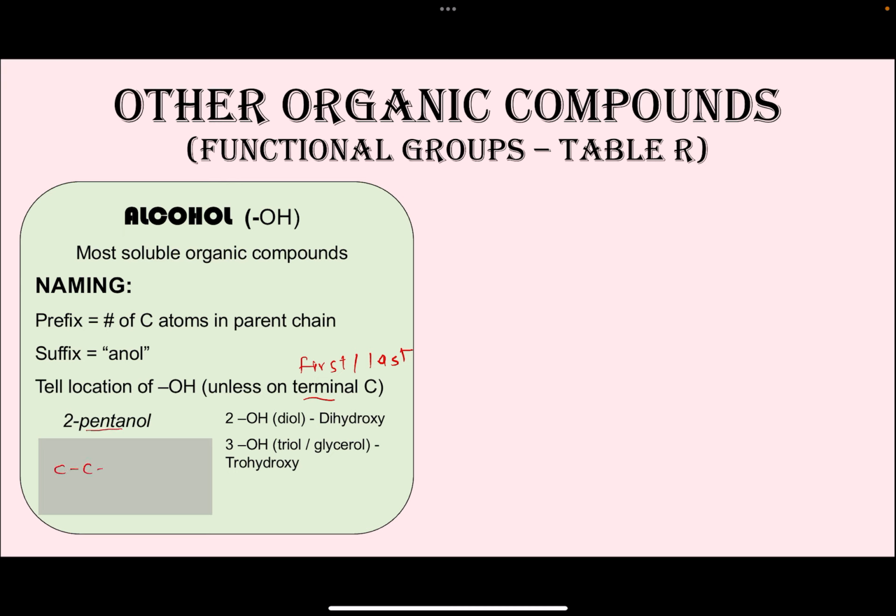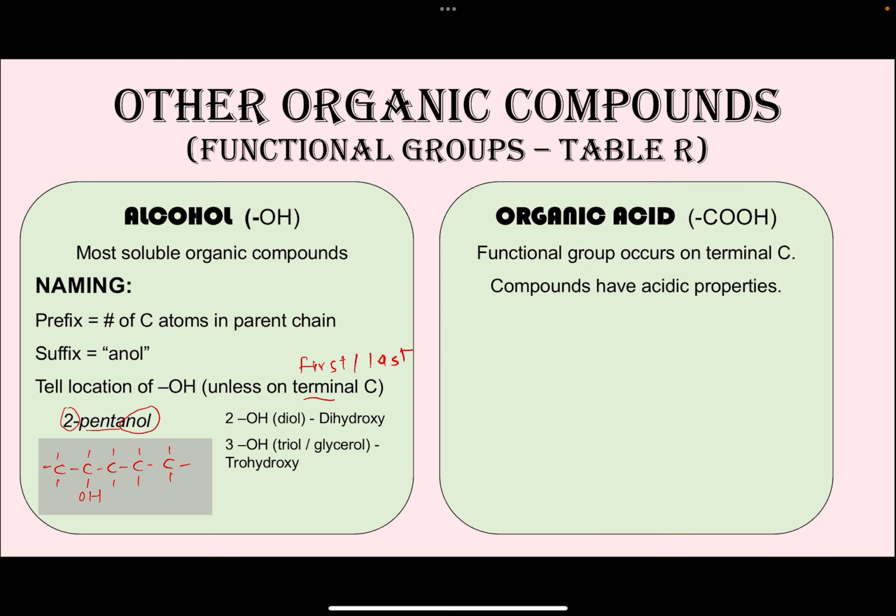So 1, 2, 3, 4, 5. And then it says we have the anol, which means we have the alcohol or the hydroxyl group at carbon number 2. So at carbon number 2, make the OH. And then all we have to do is fill the hydrogens for the rest of the carbons. So the first carbon needs 3, the second one needs 1, third needs 2, fourth needs 2, and fifth needs 3. So there you go. You have the structure of your alcohol.